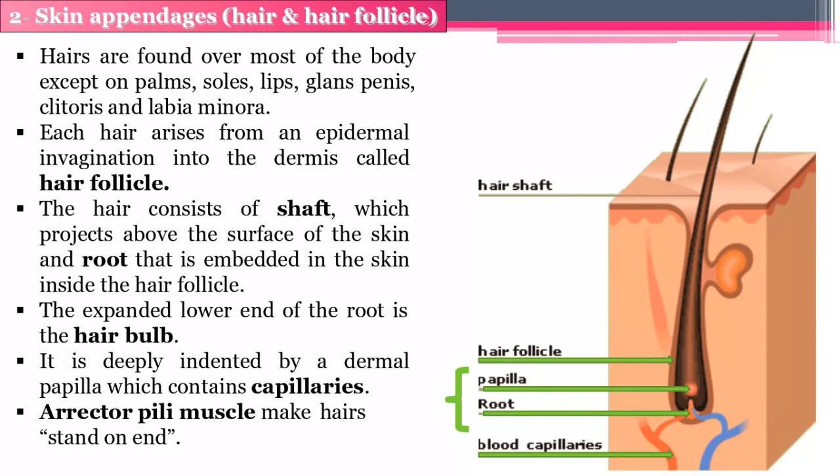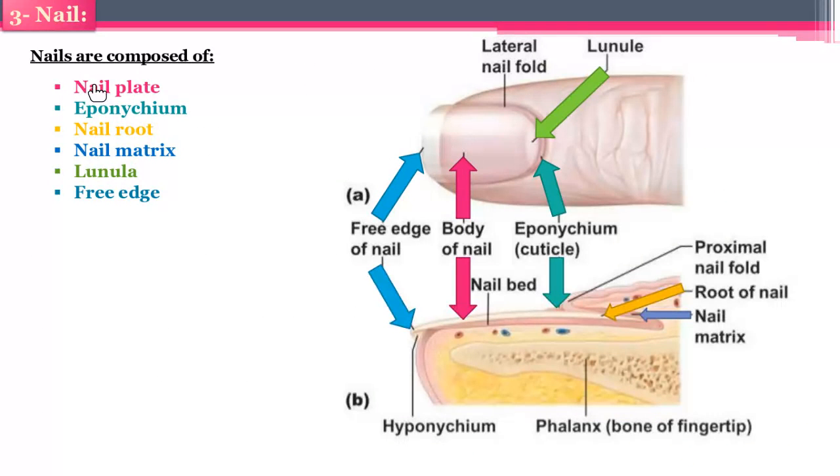Let us go to the next slide, that is the nail. Nails are composed of nail plate, eponychium, nail root, nail matrix, lunula and free edge. See here in the pictorial presentation, you can see this is the free edge of the nail, this is the body of the nail, then this is the cuticle, the base. Okay, this is the lateral border or the lateral fold of the nail. This is how it will appear.